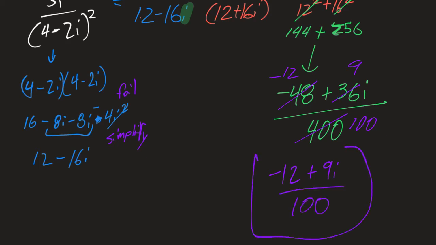And that's it, okay? Now, you can separate it out into multiple fractions if you want. You could make it negative 12 over 100 plus 9i over 100. But in this case, that's our result.